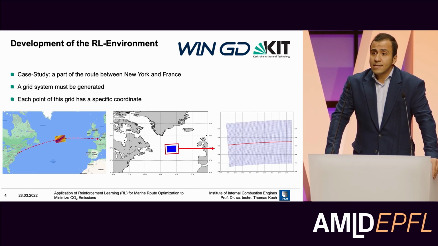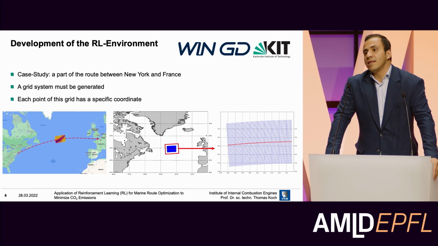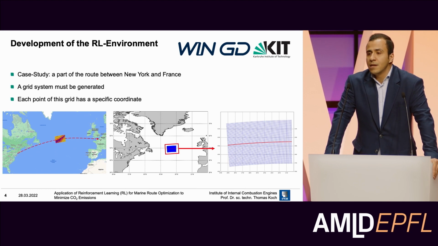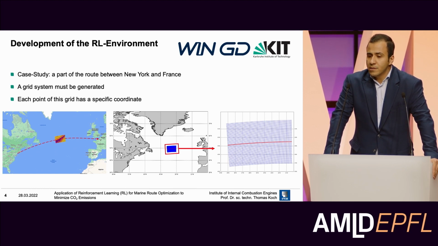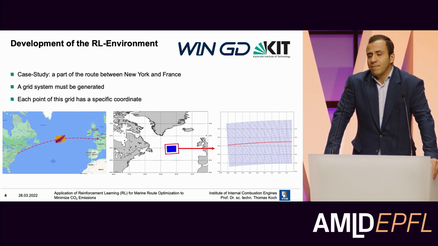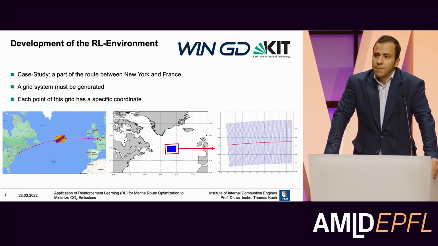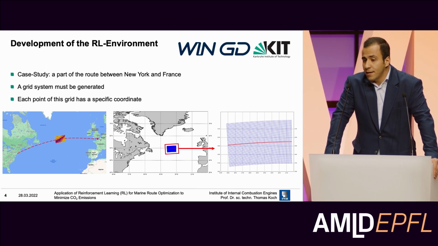For the case study of this project, we have analyzed about 700 kilometers of the route between New York and France. We have also applied generic ship models with a typical feed-forward neural network, based on real data.